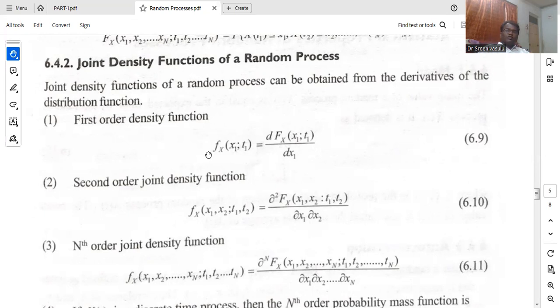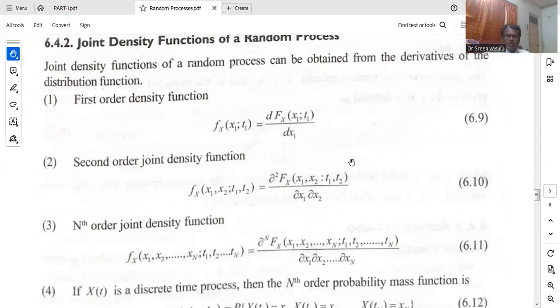Now you see the formula for the first order probability density function, f_X of x1 comma t1. Previously, in the random variable, there was no time. Now for the random process, we are considering time. At a particular time instant, the probability density function is equal to the derivative of the probability distribution function with respect to x, because at time t1 we are considering the random variable, and in that random variable the event is x1.